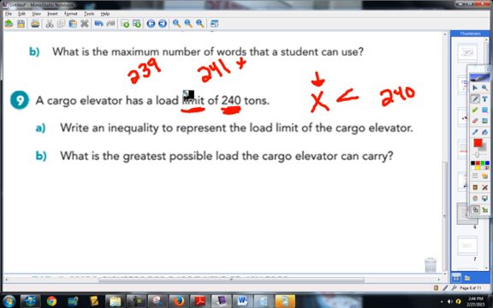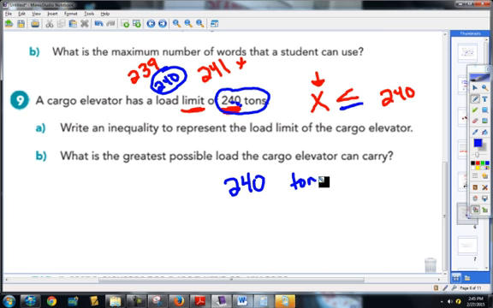Now here's the magic question though, the one that gets everybody. Could I have exactly 240 tons? That answer would be absolutely yes, because the limit is that, which means you can go up to that, but you cannot go over it. Therefore, this would be a less than or equal to. And what is the greatest possible load? It would be 240 tons. Okay?